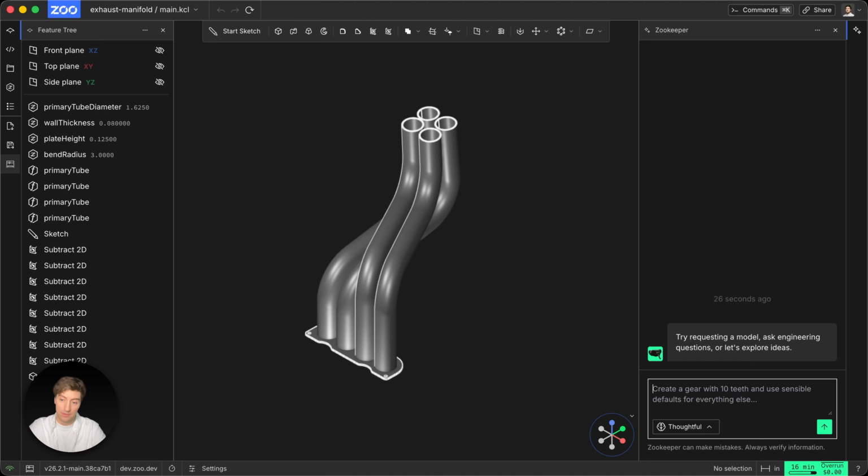I would like to show you how to use snapshots and how they might help you. For example, if you would like to move things together and Zookeeper for some reason is not very successful doing that, you can always request the snapshots.